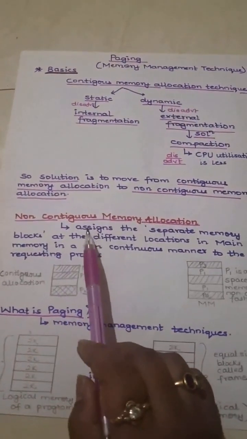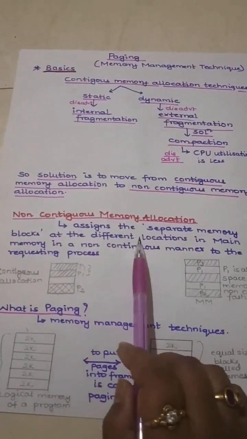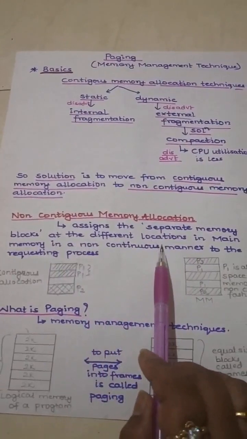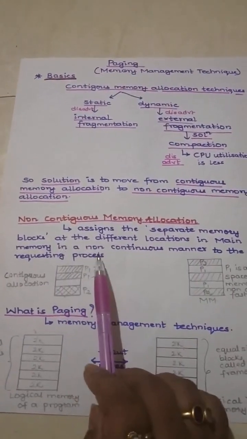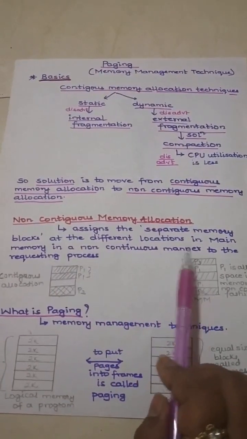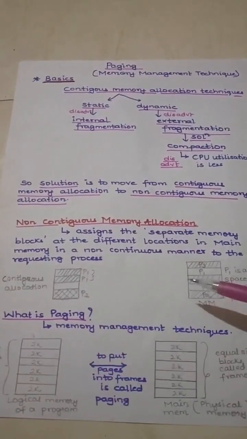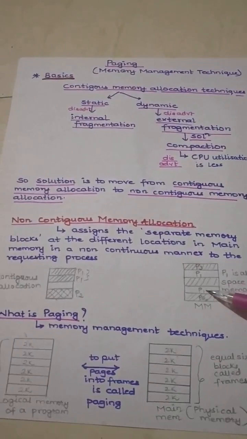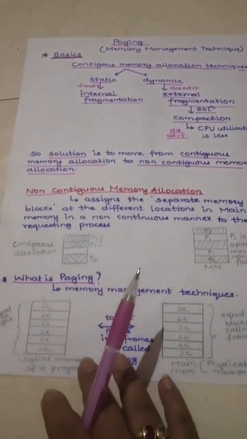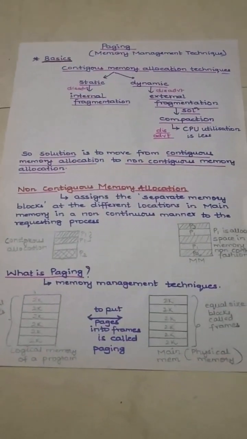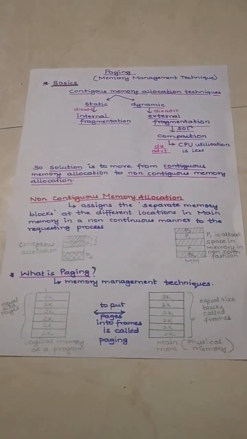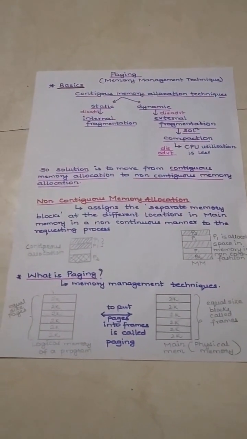So let us see the definition. It assigns separate memory blocks at different locations in main memory in a non-continuous manner to the requesting process. So this is a non-continuous manner. It is not in a continuous fashion. So how can this be achieved? This can be achieved with one of the memory management techniques, that is called paging. Now let us see into it.